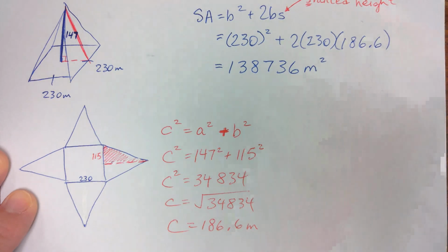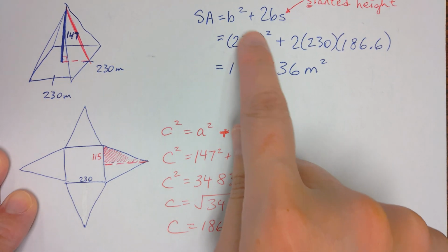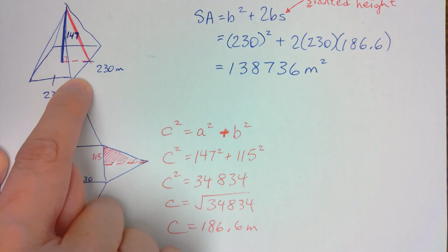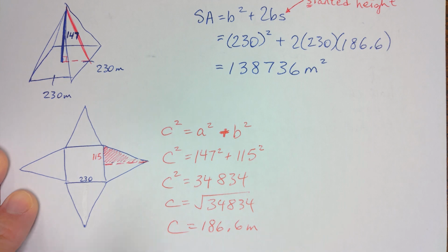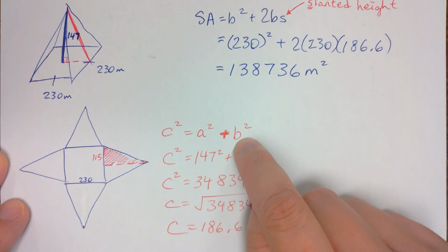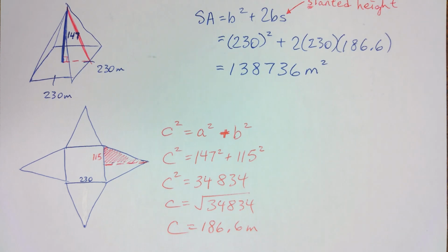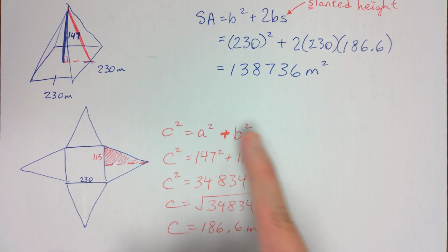B from the triangle? No, so this B squared, you're looking at the big picture again. So it's the 230, because you're looking for the surface area of the whole thing. Out of all the alphabet, they put B here and B here. If you want, you don't have to use A, B, and C. You can use X, Y, and Z if it helps clear it better.